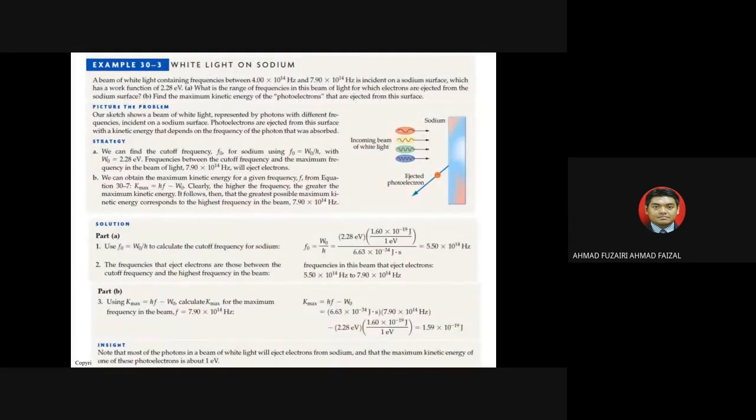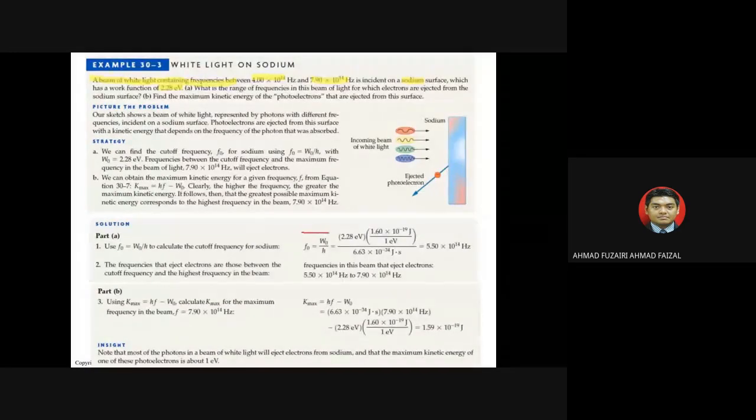Now let's look at this example. A beam of light, a white light, containing frequencies between 4 times 10 to the power 14 to 7.9 times 10 to the power 14 Hz, is incident on a sodium surface, which has a work function of 2.28 electron volt. So for sodium, the work function is 2.28 electron volt. The question is asking what is the range of frequencies in this beam of light for which electrons are ejected from the sodium surface.